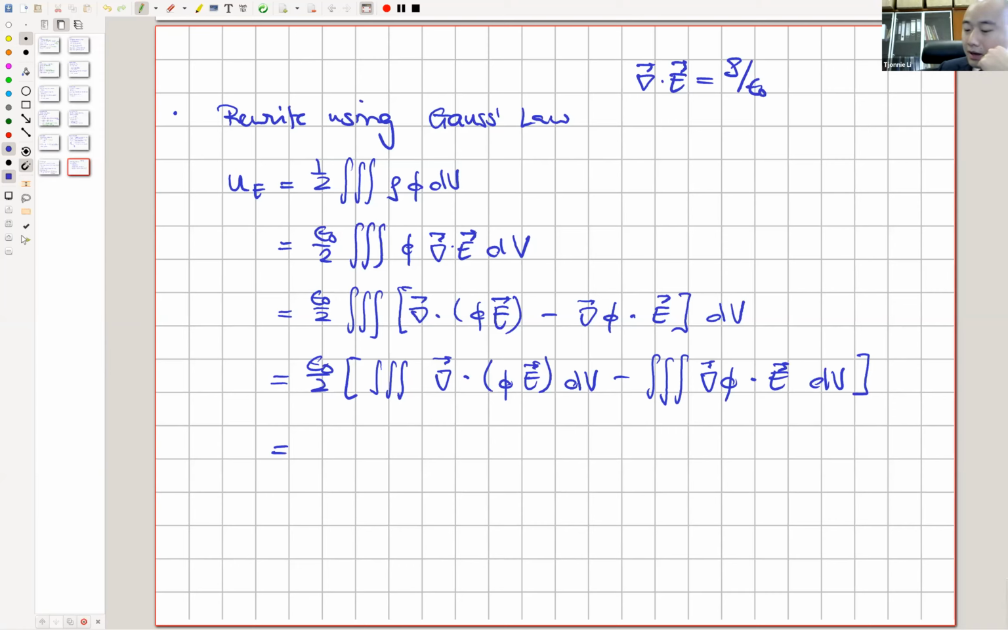Now, for the first part, I can actually use the divergence theorem again, or Gauss's theorem. And so here I can write the first term as the double integral over some closed surface of just phi E dS. And of course, this one remains.